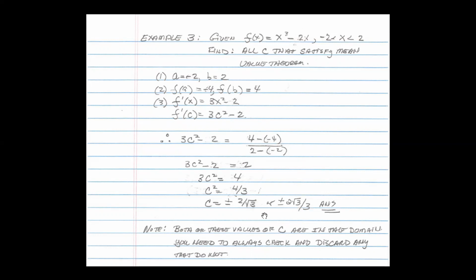At any rate, these numbers are between -2 and 2, so we don't have to discard them. Now, we don't have a problem here where you have to throw out answers, but you do need to check that. If you get an answer that's equal to or beyond the endpoints, then you must discard that answer. But if the graph is continuous between these 2 points and differentiable, you should find at least one. If not, something's wrong.